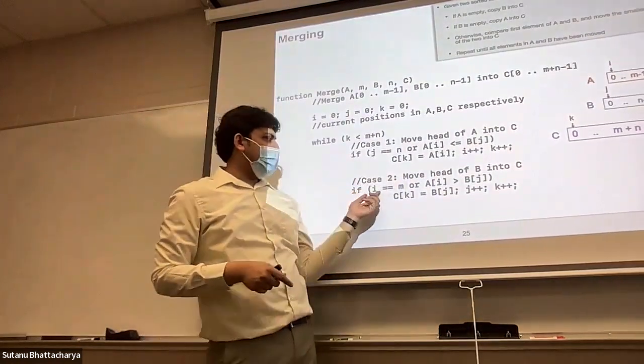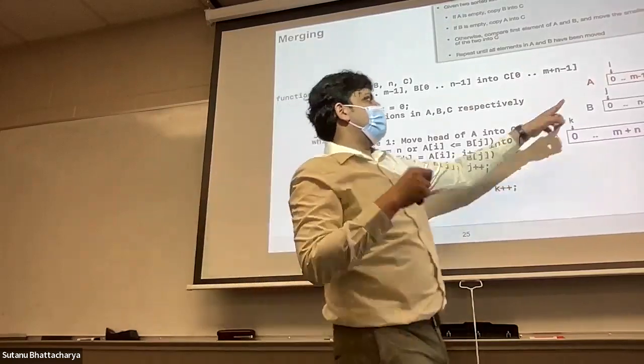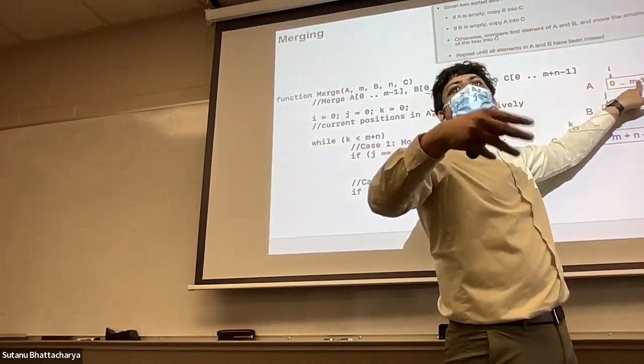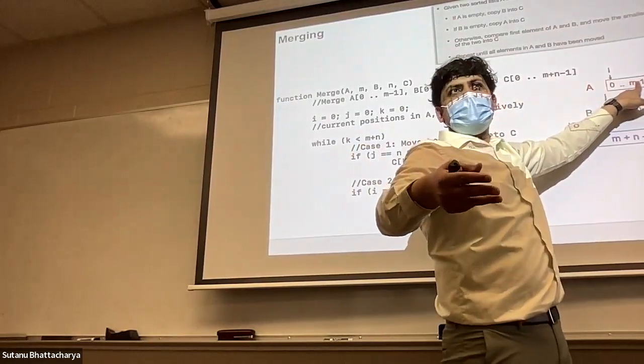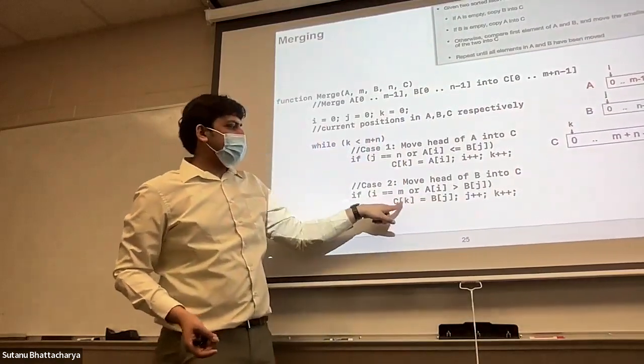And in case of I equals M, when will I become M? I will become M when A is already empty, meaning there is no more element left. So if A is empty, copy every element of B to C.